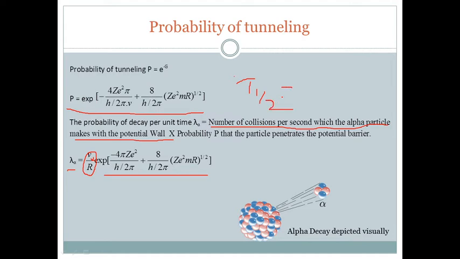is equal to 0.693 divided by lambda. So this is the factor here. If lambda is going to be more, the half-life is going to be less. So for lambda to be more, you need V by R to be more, and you need this particular factor to be more.